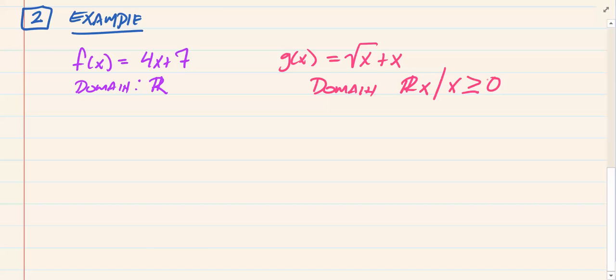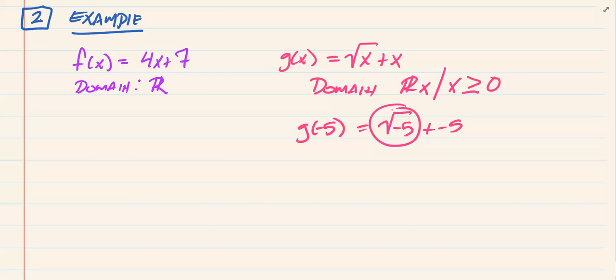Because in my g function, I'm not allowed to evaluate g of negative 5, right? Because if I tried to do g of negative 5, I would get the square root of negative 5 plus negative 5. And in the real number system, I don't know what to do with that. There is no number which I square to get negative 5, right? You guys agree with that? We've studied that before? Are you with me?